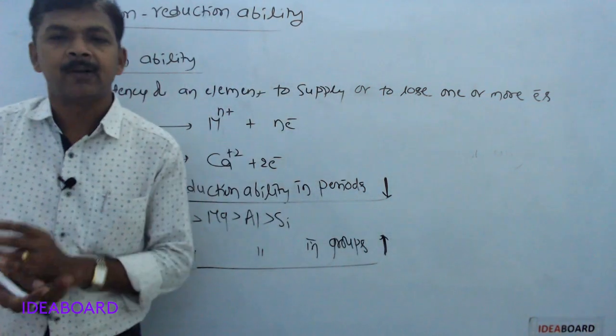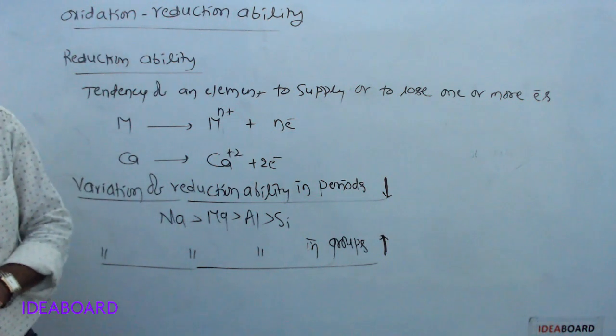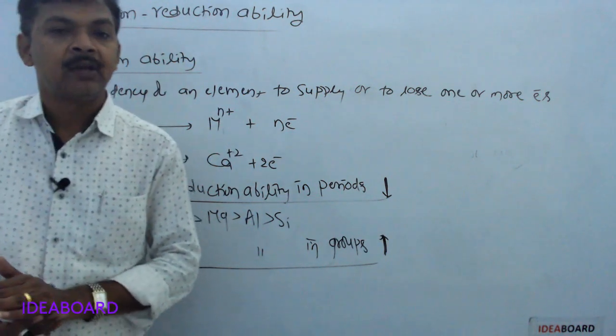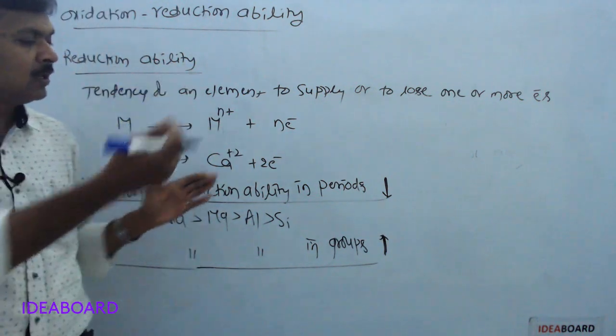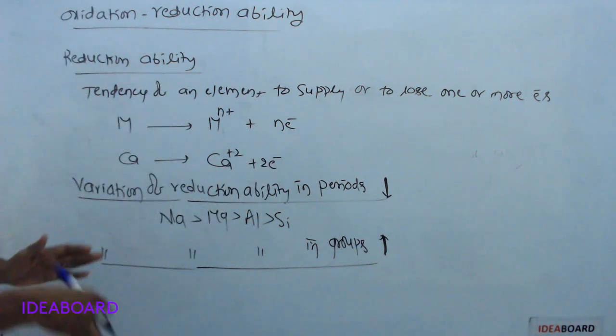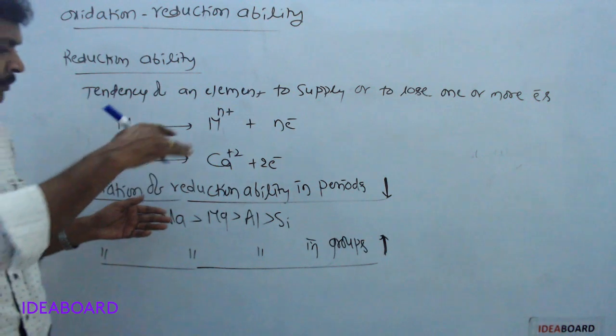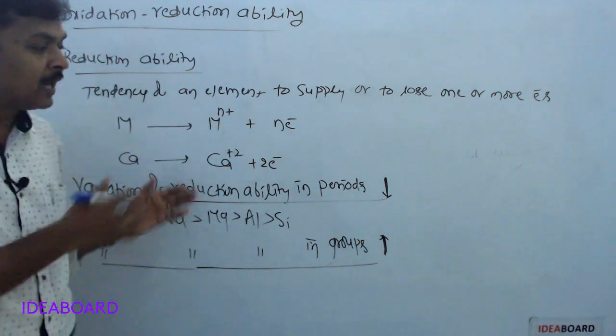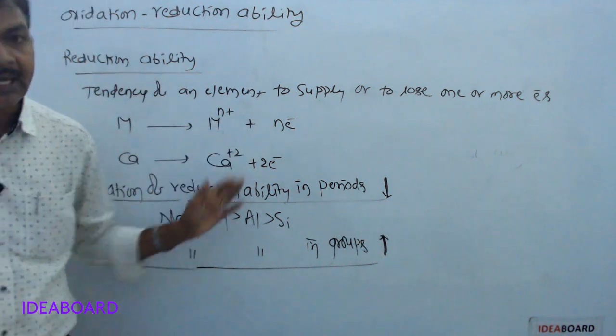So in the periodic table, which group elements have the best reducing properties? Which group elements have the best reduction ability? First A group elements are the best reducing agents. They have the best reduction ability. Alkali metals are the best reducing agents.